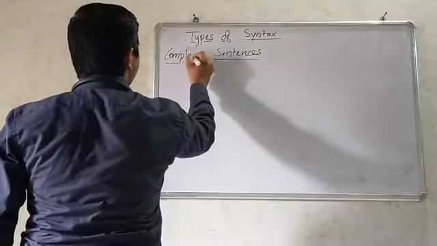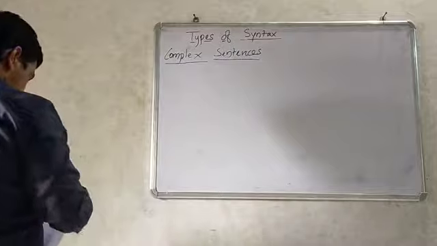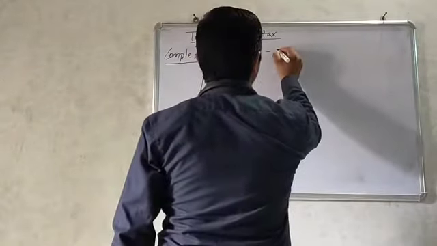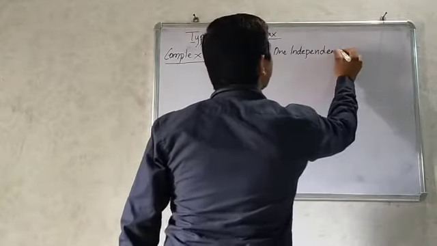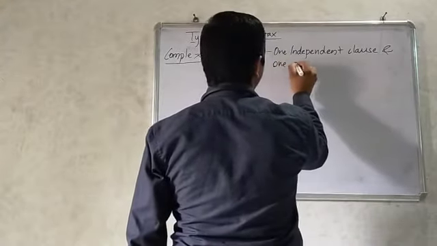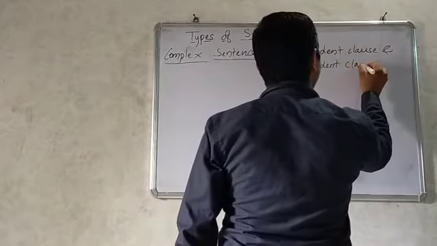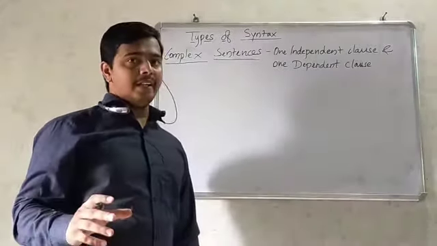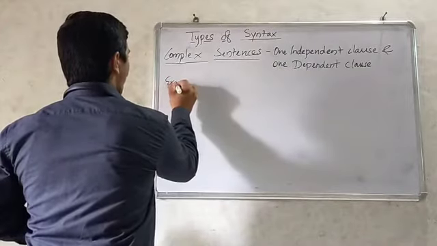Now let us see the third type of syntax, that is complex sentences. In complex sentences, you will find one independent clause and one dependent clause. Now let us see some examples of complex sentences.